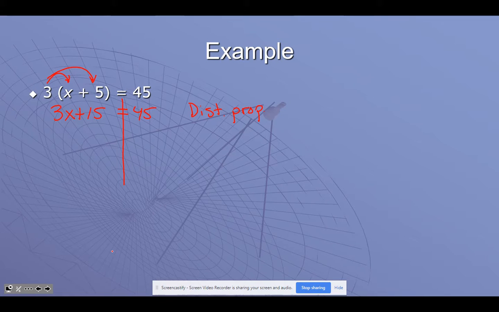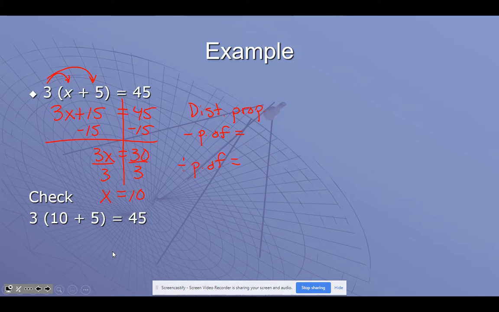Then we're going to solve this like it's a two-step equation. Subtracting 15 from both sides, using the subtraction property of equality, gives me 3x equal to 30. I then divide both sides by 3 to get x equal to 10. And that was the division property of equality. To check, I plug in the 10. I'm going to follow PEMDAS and add 10 and 5 first to get 15. And 3 times 15 is equal to 45. So I have a check.